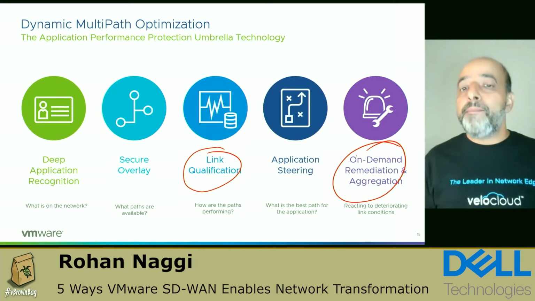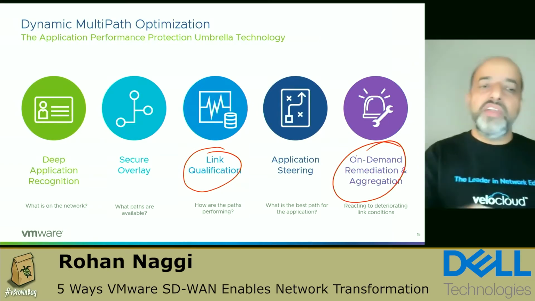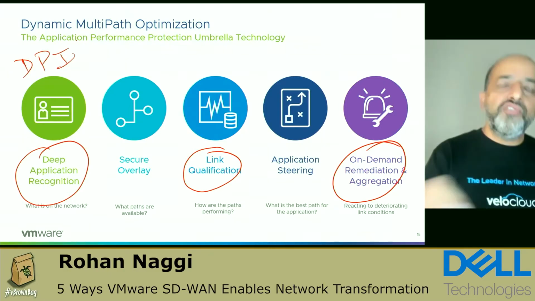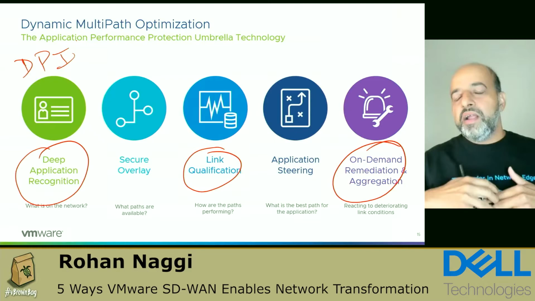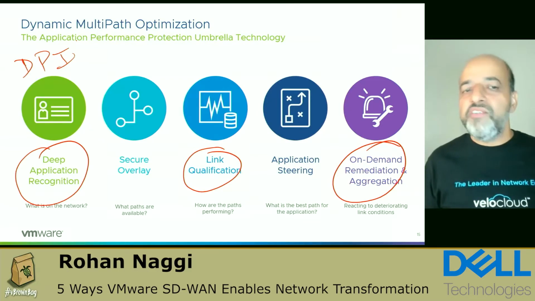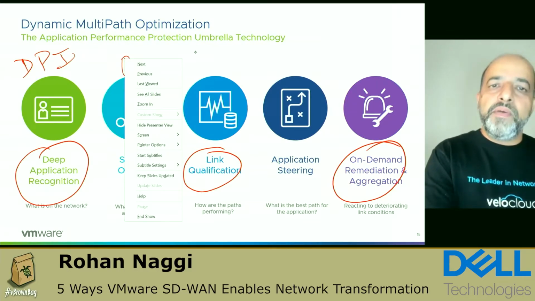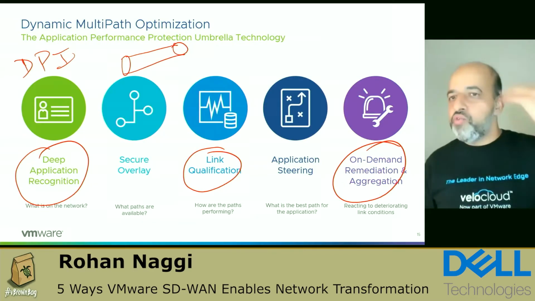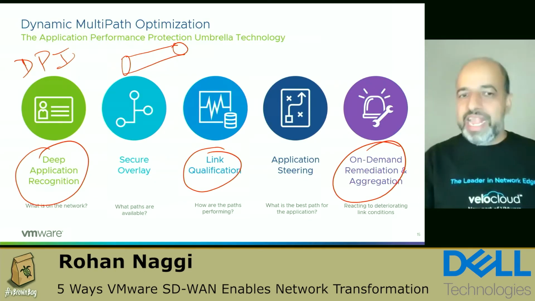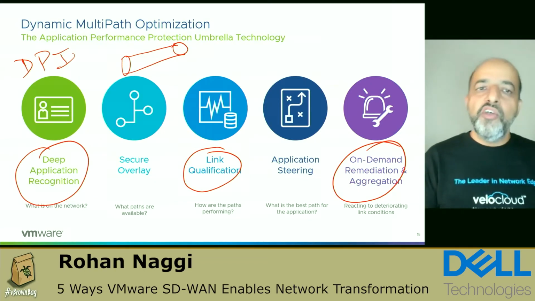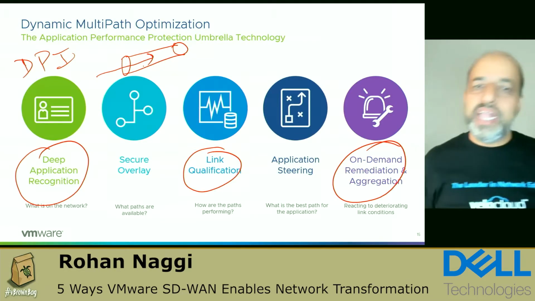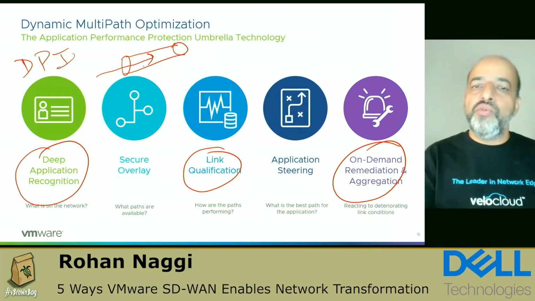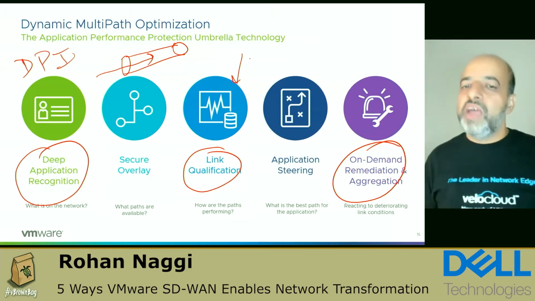First, we detect the application, because all of our edge devices run a deep application recognition engine, what we call DPI. So today we can recognize 3,000 plus different applications. We already built up a secure overlay from the edge device to the hub device, or to the cloud where the gateways are, or from branch to branch. So all your application traffic going inside this SD-WAN overlay tunnel is continuously monitored, and we know at any given point how the links are working.